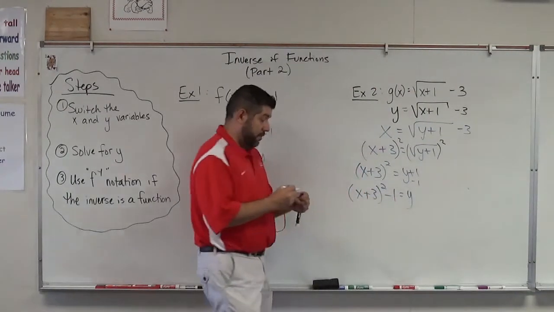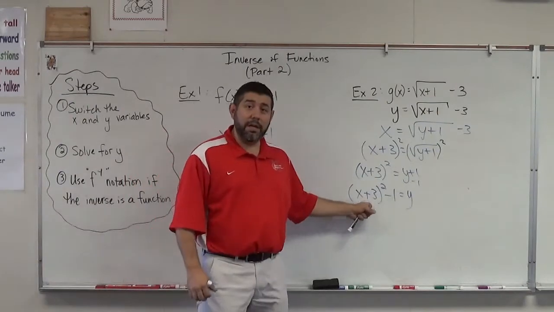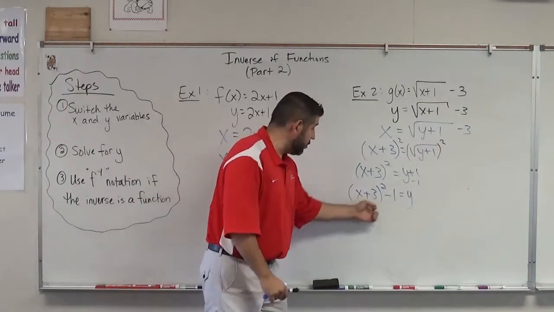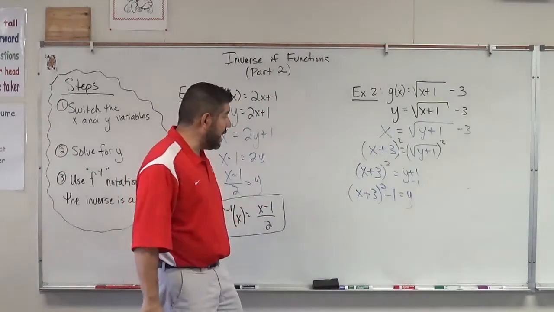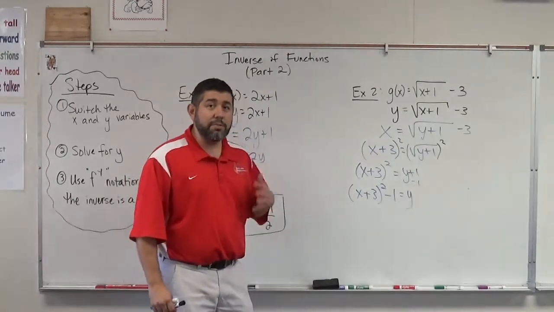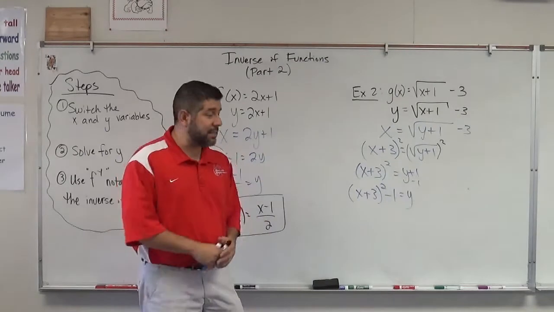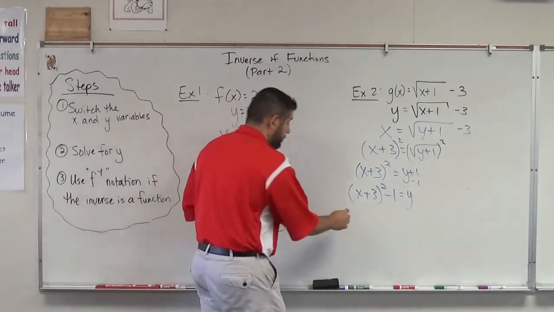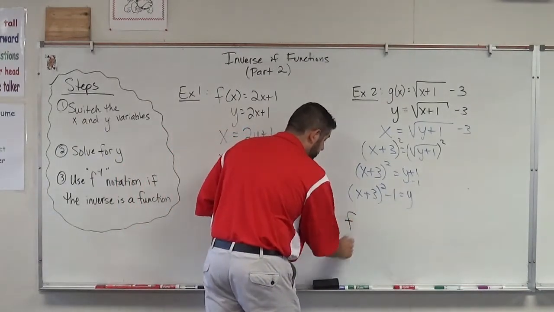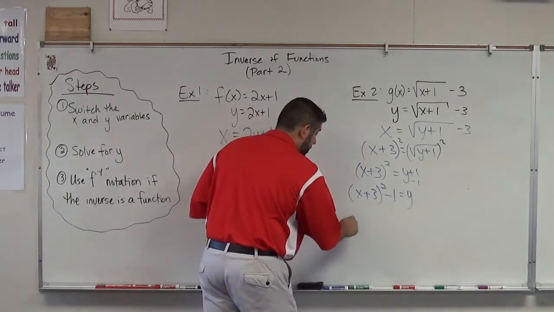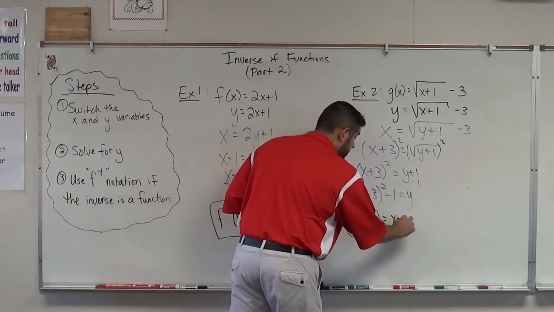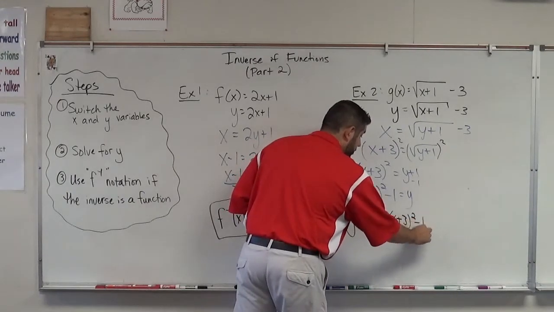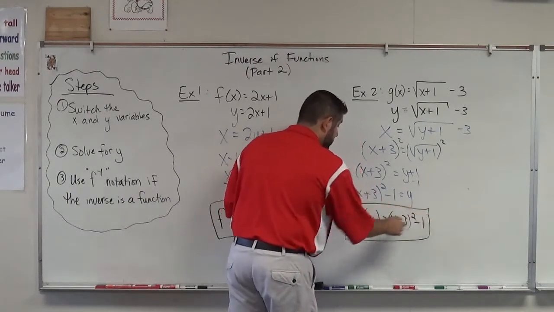I'm going to get that. Now, this is a parabola, right? This is a parabola. It's a vertex. Hopefully you talked about that in Algebra 2 or in a previous class. This is a parabola, which means that this is, in fact, a function. So, we're dealing with g. Sorry. G inverse of x is equal to (x plus 3) squared minus 1. And there is our inverse.